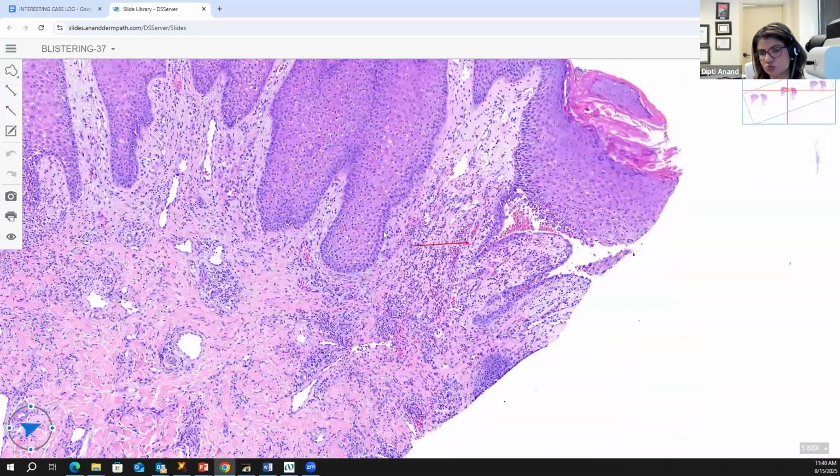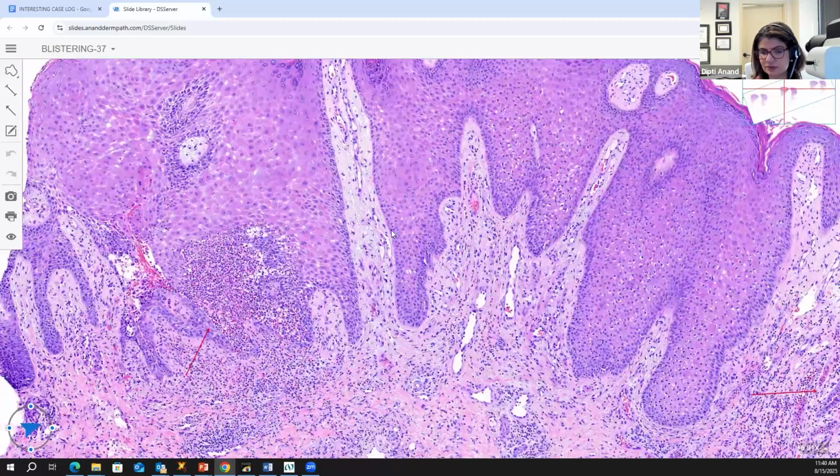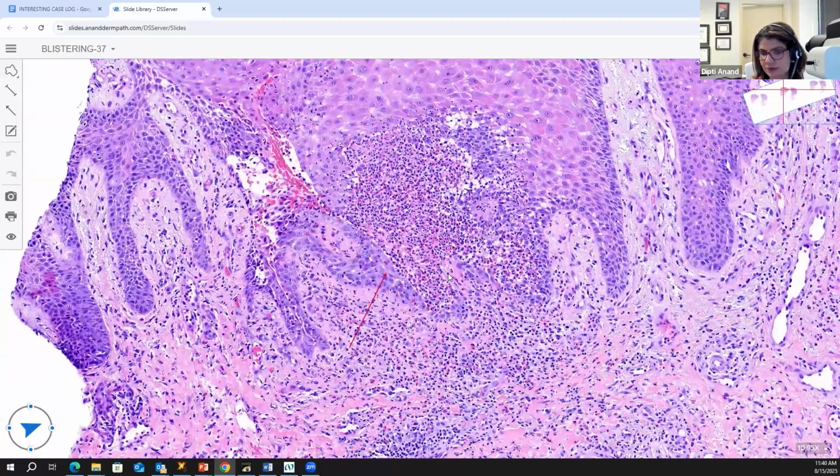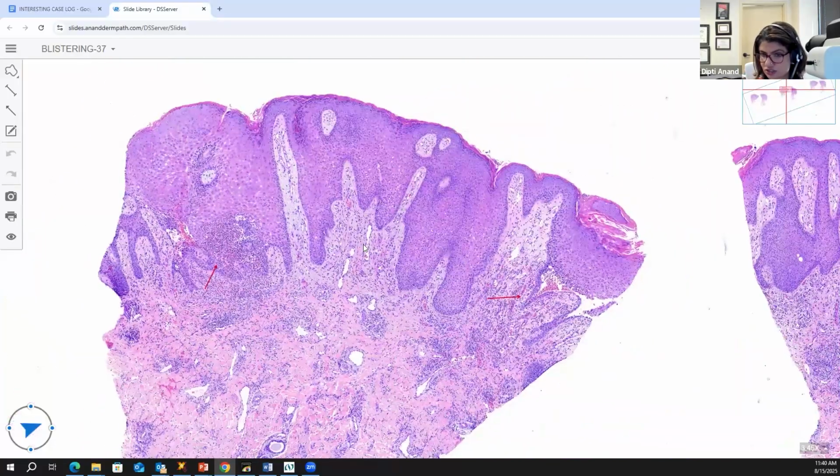So you can see here the nice suprabasilar acantholysis in here. So the suprabasilar acantholysis, the epidermal hyperplasia, and the eosinophilic microabscesses. So the triad of that is consistent with pemphigus vegetans.